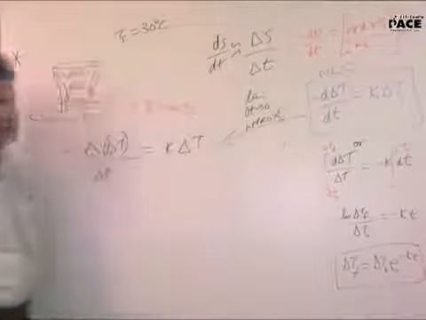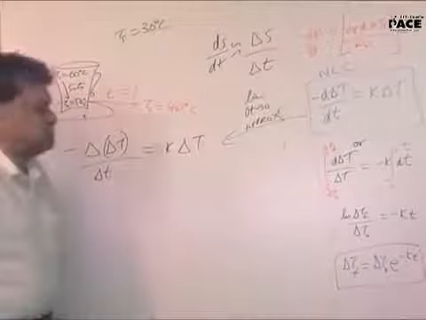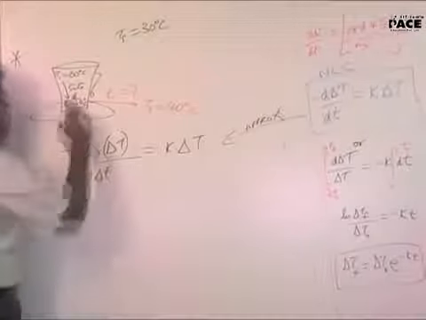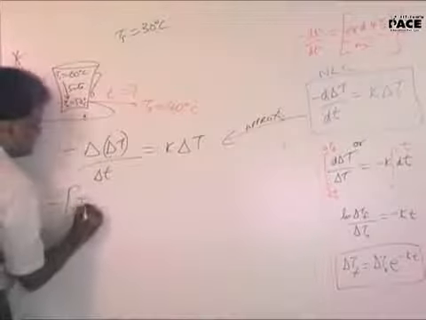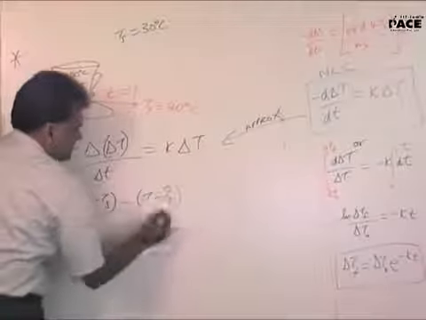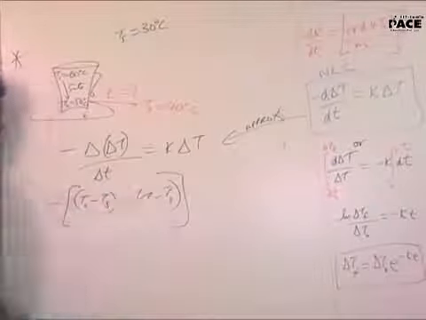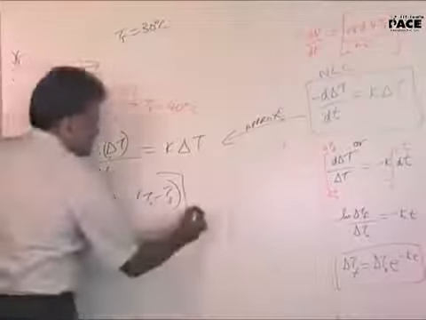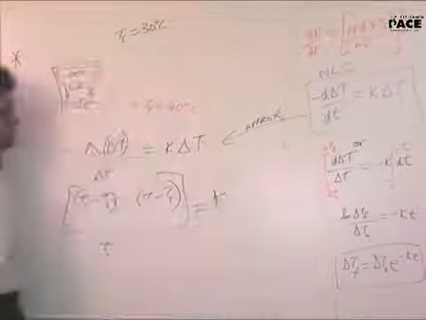Can I write like that? What does delta T mean? See, this is minus of, what is the final difference of temperature? T2 minus Ts. What is the initial difference of temperature? T1 minus Ts. This is the difference of temperature. How much time does it take? T is equal to K.